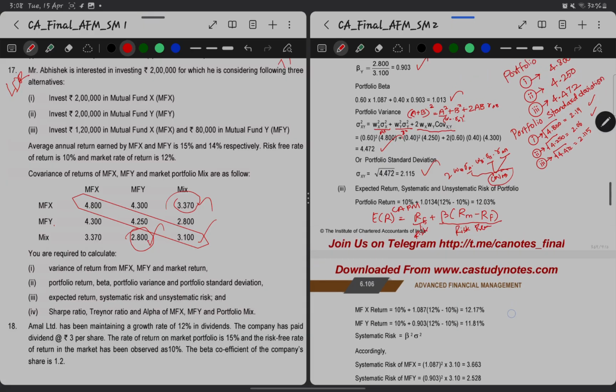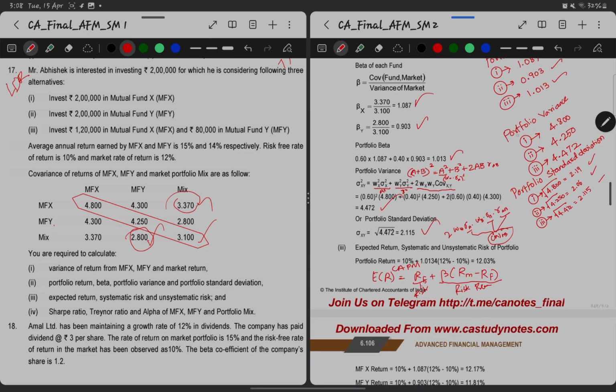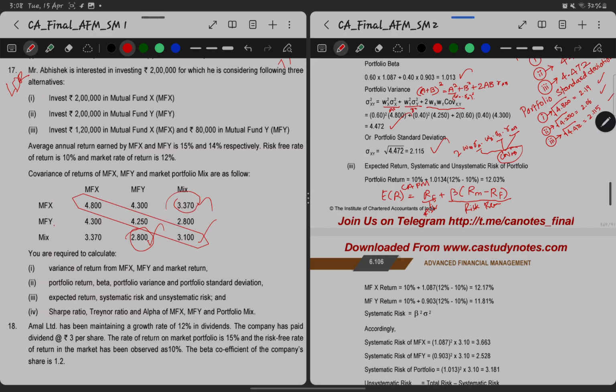Calculating that using the betas we found out, and the rates which are given, 12 minus 10, we are getting the portfolio expected return as 12.3, and MFX is 12.7, which is the first alternative, and the second alternative is 11.81.